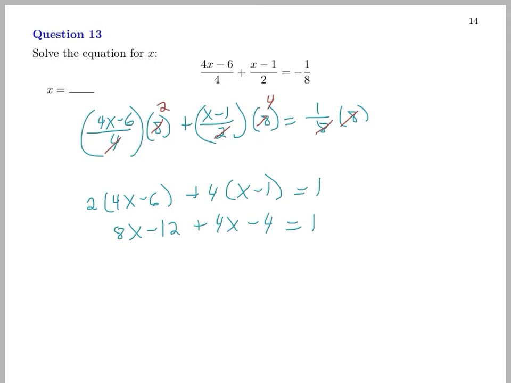8x plus 4x is 12x. And then minus 12 minus 4 is minus 16. So minus 16 equals 1. So I guess what I should do is add 16. So that's 12x equals 17. And then x is 17 over 12.